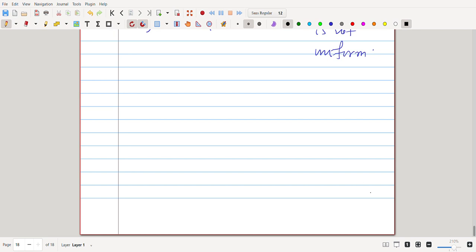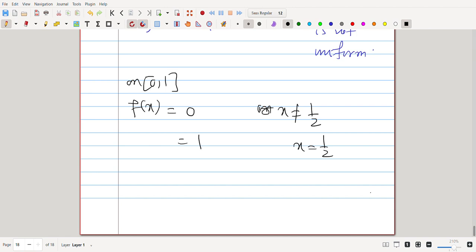So the second part asks what about the point of discontinuity? So consider a function, say f(x), on the closed interval, with f(x) equal to 0 for x not equal to half, and 1 for x equal to half.